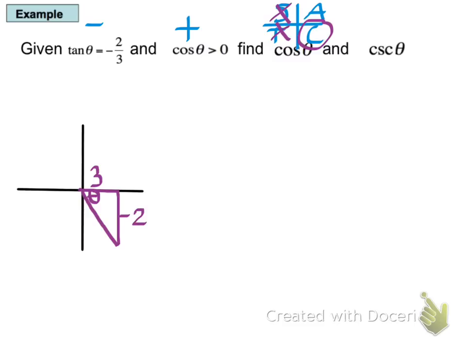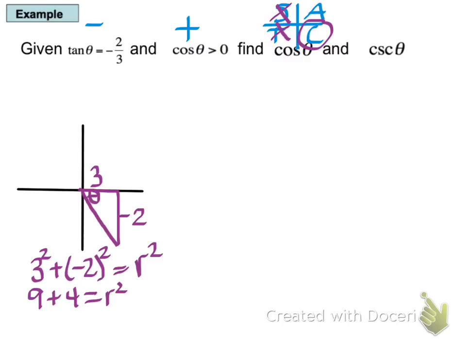The other thing we need to do is find the radius or the hypotenuse of this triangle. So we're going to use the Pythagorean theorem and say 3 squared plus negative 2 squared equals our radius or our hypotenuse squared or c squared. You could call it whatever you want. So 9 plus 4, so we get 13 is our radius squared. And that means that our radius here, or the hypotenuse of this triangle, is the square root of 13.